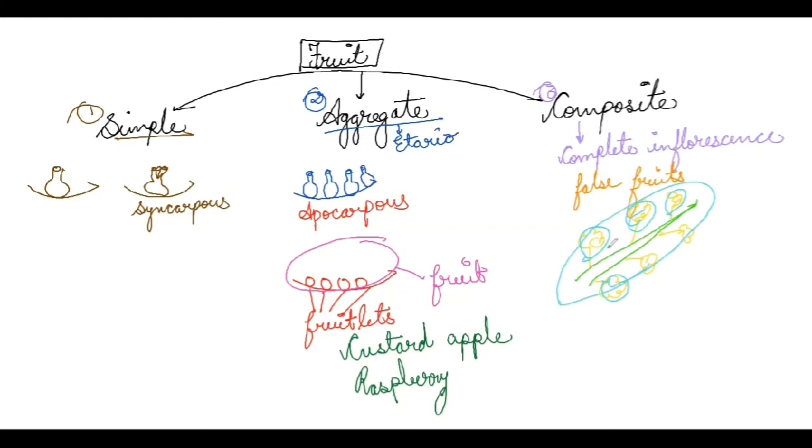All the flowers are taking part in fruit formation, and along with them they are taking this pedicel in their fruit formation. Hence we call it false fruits. An example is mulberry. Another one is pineapple, and the third one is ficus. Ficus plants do have this kind of fruit formation.